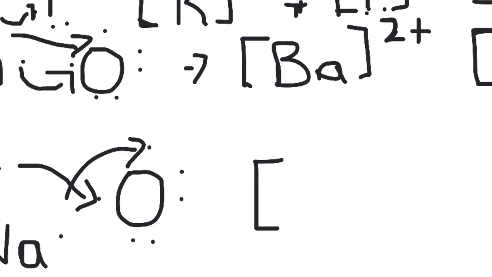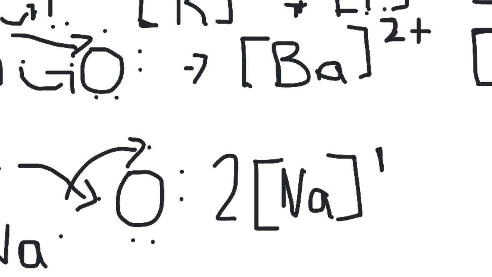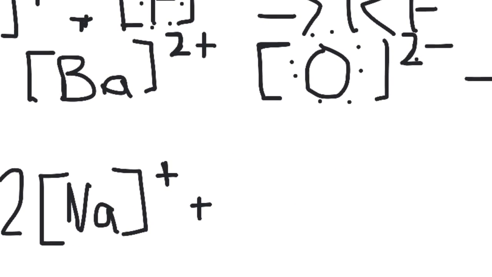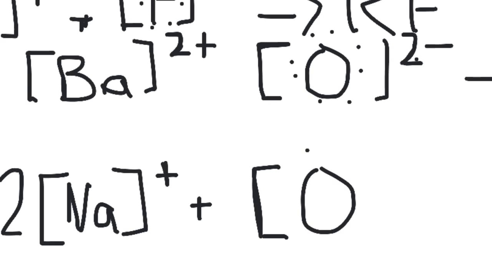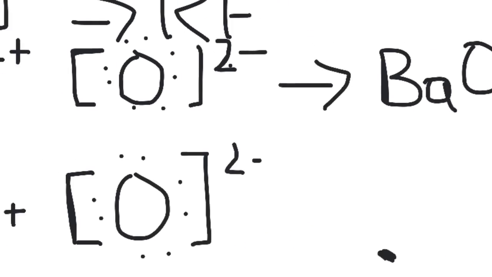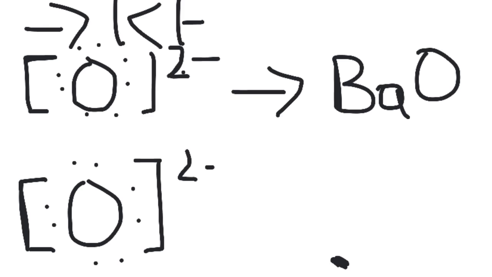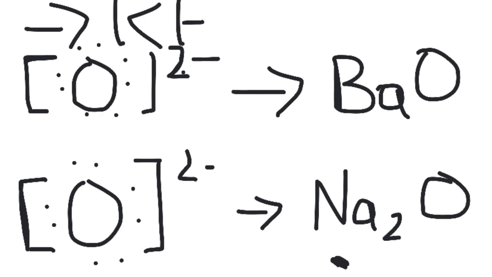So I end up with 2 Na positives plus 1 oxygen with its full octet. That's going to be 2 negative. And finally, we end with Na2O.